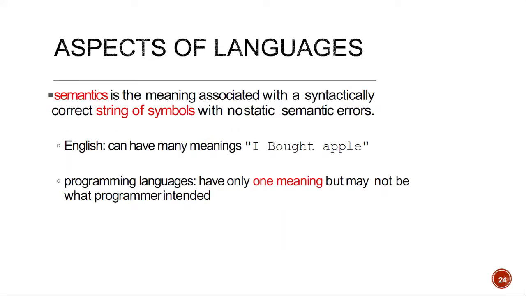As I mentioned, semantics is the meaning associated with a syntactically correct string of symbols with no static semantic errors. For example, in the English language, this means that the sentence or phrase used has an actual meaning, like, "I bought an apple". For a programming language, you have only one meaning, but it may not be what the programmer intended. That's why it's crucial to make sure that the code developed is both syntactically valid and semantically valid.